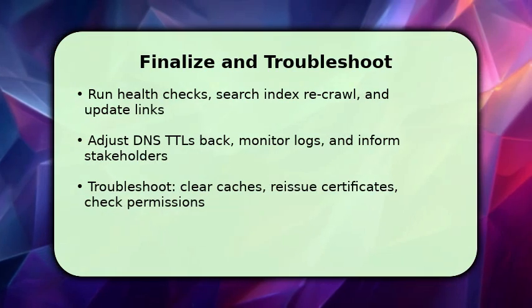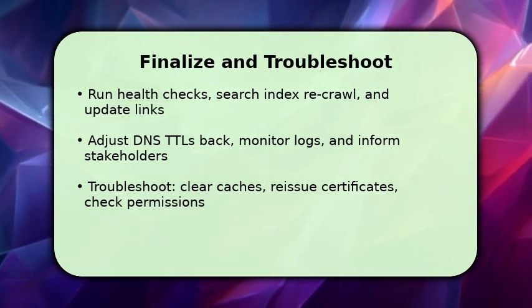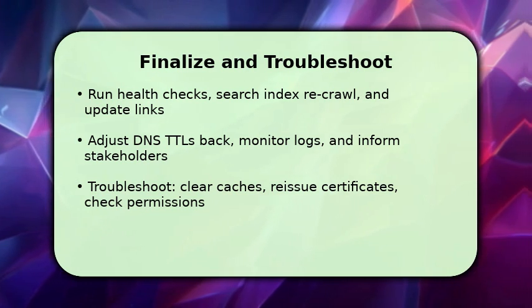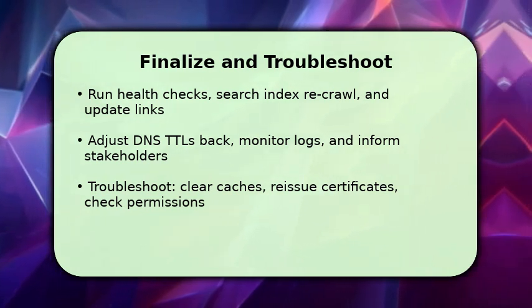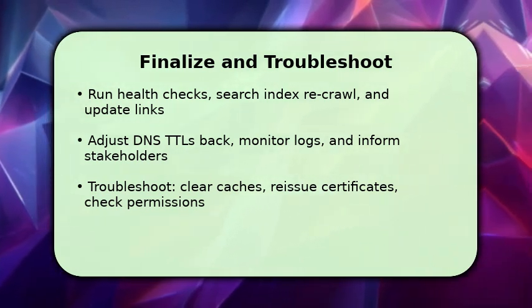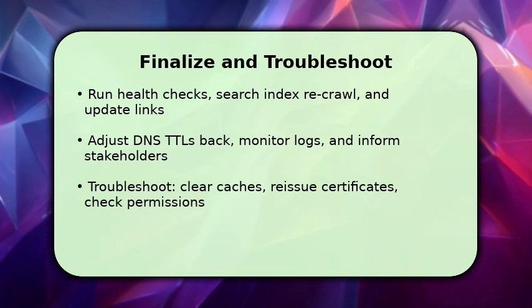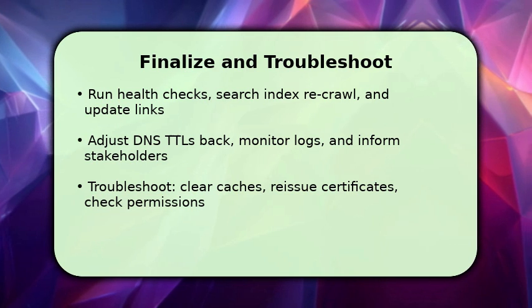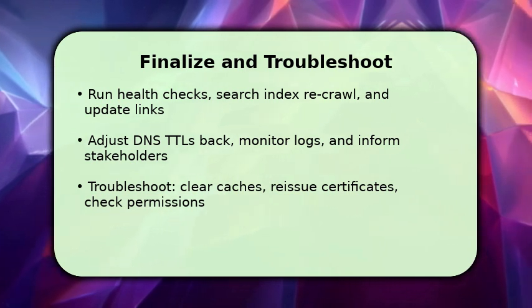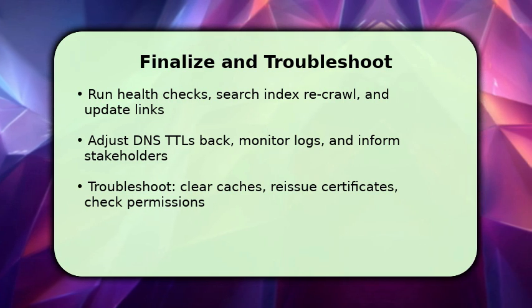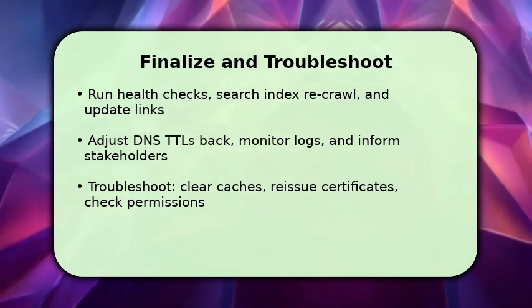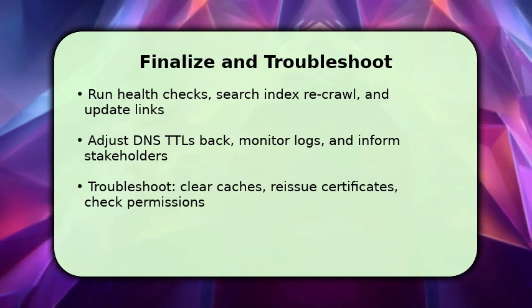You wrap up by running SharePoint health checks and forcing a search crawl so new URLs are indexed. Make sure SSL certificates cover the new domain and reissue if needed, then lower DNS/TTLs back to normal. Once done, monitor sign-in and SharePoint logs for errors and confirm links and embeds function. If something breaks, clear browser and CDN caches, revalidate certificates, and verify permissions on Azure AD app registrations.